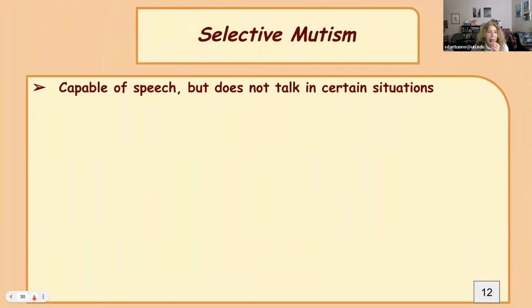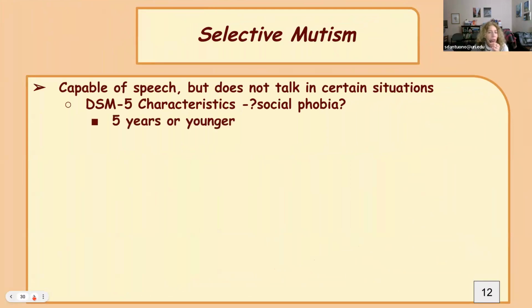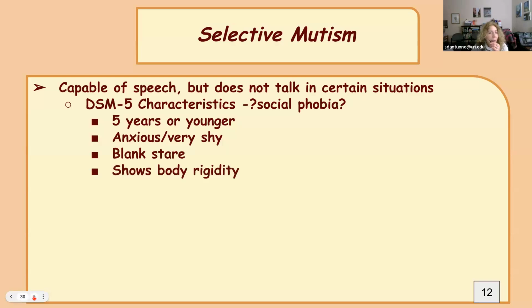Selective mutism is when a child is capable of speech but does not talk in certain situations. They think its characteristics might be social phobia. Usually it occurs in children 5 years or younger. Usually they're anxious or very shy. Sometimes they'll just look at you with a blank stare, with body language that's a little more tight. They're more rigid.